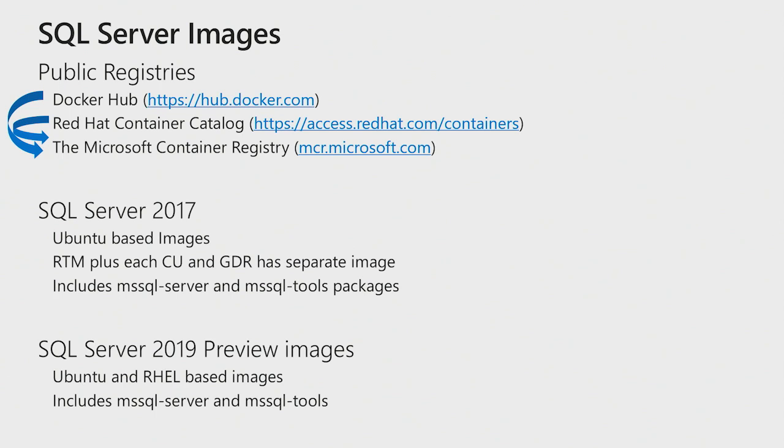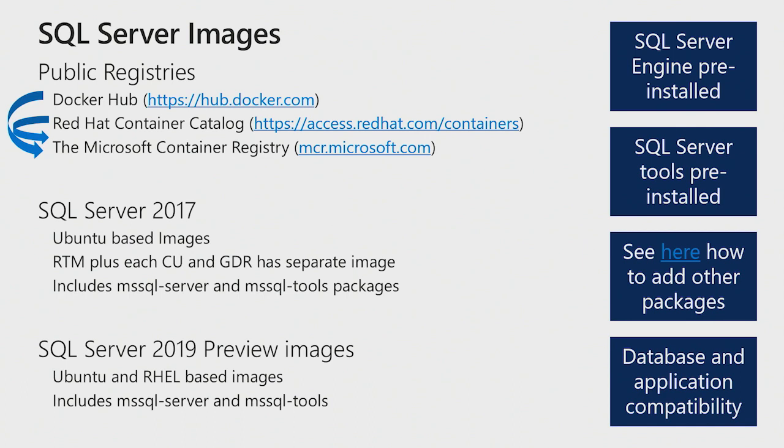For SQL 17, we have Ubuntu-based images, and just like the Linux experience, we have an RTM version, and then for every cumulative update, or GDR, we have a separate image for you to run. That's going to become important when I show you this patching methodology. Right now, that package includes the mssql tools and the server itself as one bundled thing you get together. And then for 19, we've added Red Hat images alongside Ubuntu, and it's the same thing, SQL Server and tools.